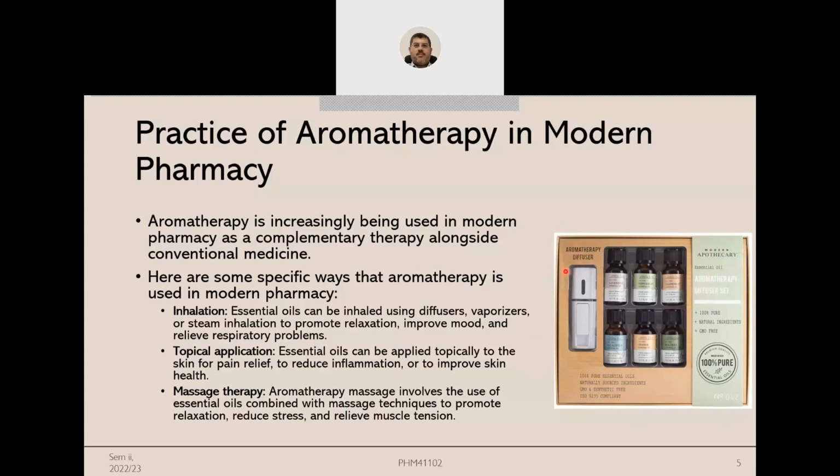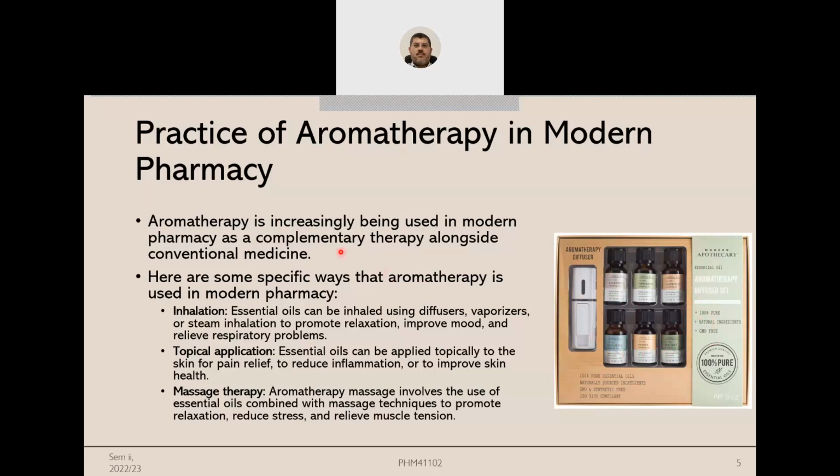This is the diffuser apparatus that you can just fill in with the essential oil, and then it will spread it in the air around you in the form of nozzle. If you can see in the photo here, we have different types. We have lavender, we have eucalyptus, we have orange essential oil, tea tree oil, and so on. So you can find it being sold nowadays in pharmacies.